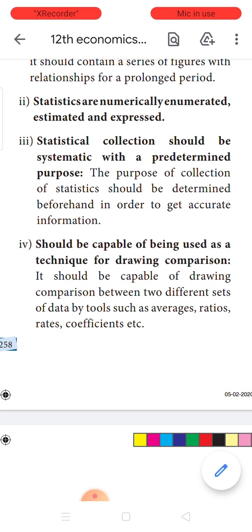We are using that as a technique for drawing a comparison. When we talk of comparison from this district to this district, one is called a corona-free district, another a high alert district. All those we have got the information is only statistics. So it should be capable of drawing comparison between two different sets of data. How? By the tool of averages, ratios, rates, coefficients. We can use any of these tools to represent the statistical information.